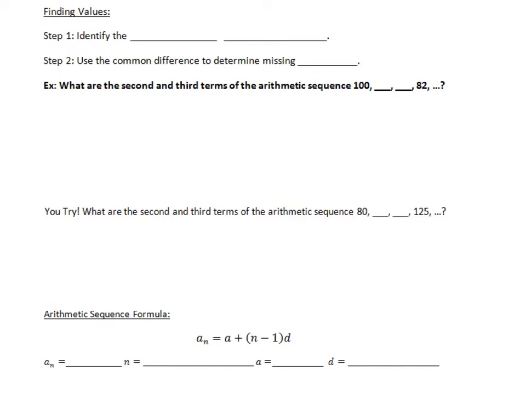Alright, so finding values. As you can see below, you're going to have a sequence. You're going to be told that it is an arithmetic sequence, and you want to find the terms in between. If the problem tells you it's an arithmetic sequence, then the first thing you're going to want to do is identify the common difference. And then once you have that common difference, you're going to use it to determine your missing terms.